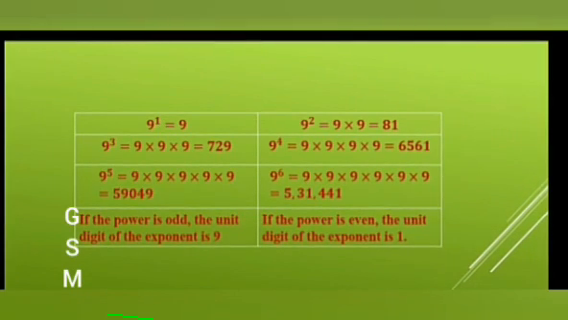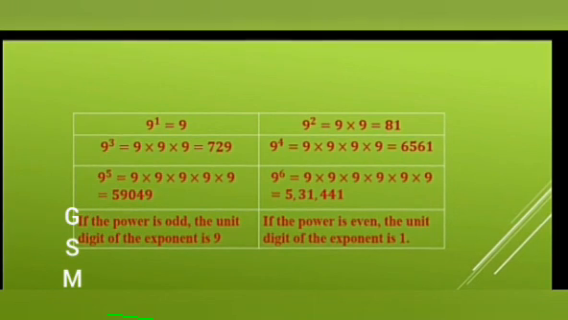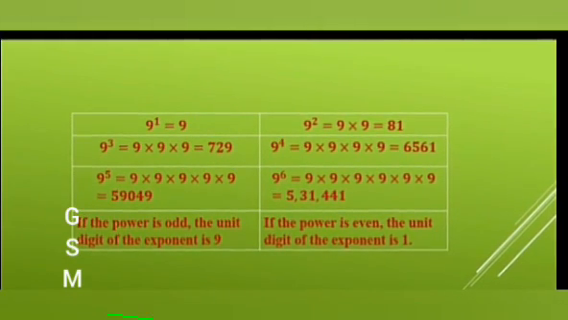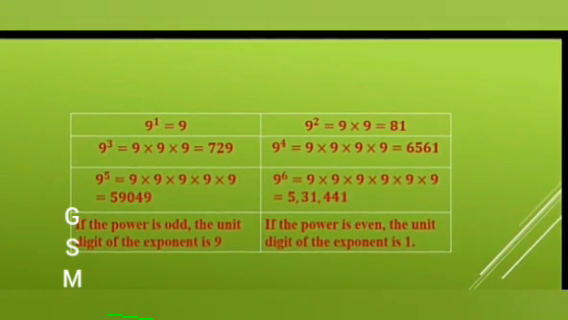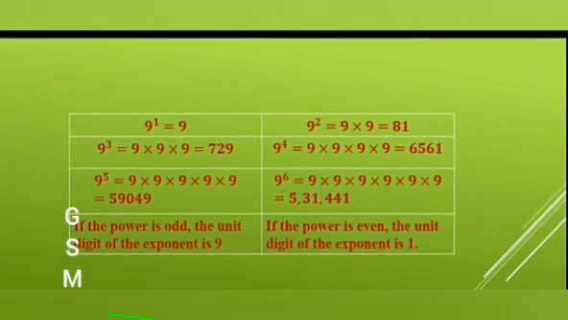Next, the pattern when the unit digit of the base is 9. We can see that if the unit digit of a base number is 9 and the power is odd, the unit digit of the exponent is 9. If the power is even, the unit digit of the exponent is 1.